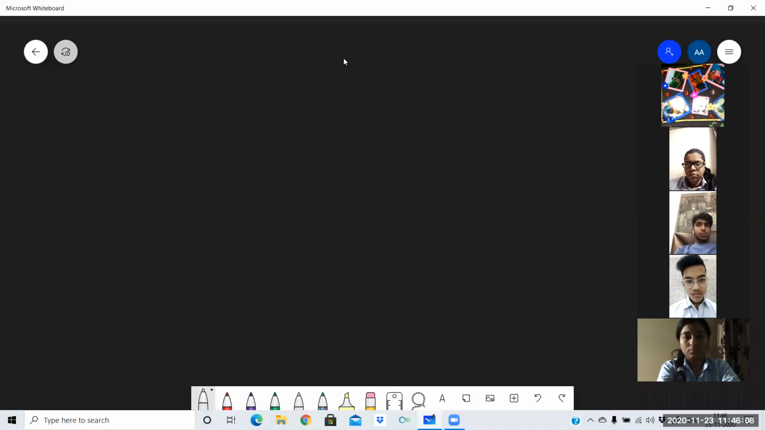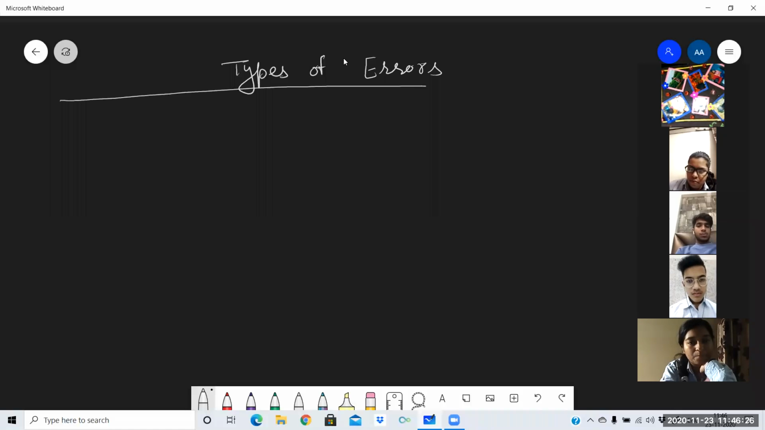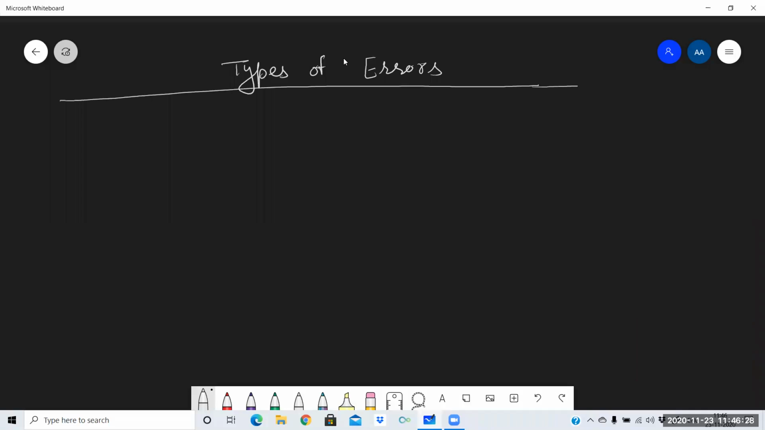The first topic in this chapter is the classification or types of errors. Understand this topic, because this is the only theory topic in this chapter. Then we will proceed to the numericals, and this theory topic will give the base for the numericals. Types of errors. Basically there are four types of errors. Which four types? First type is errors of omission. Second type is error of commission.